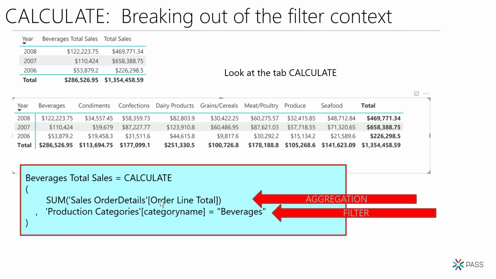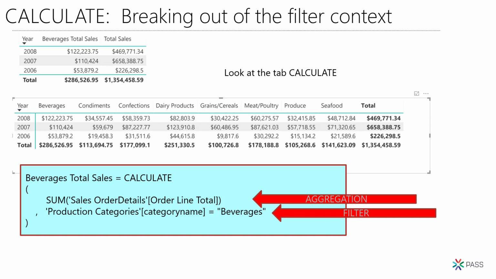So now that you understand the filter context, you can better understand what the calculate function does. The calculate function's purpose is to manipulate the filter context, which means to overwrite it. So what the calculate function does is say, regardless of what the filter context says, I want you to pretend that the user chose this.